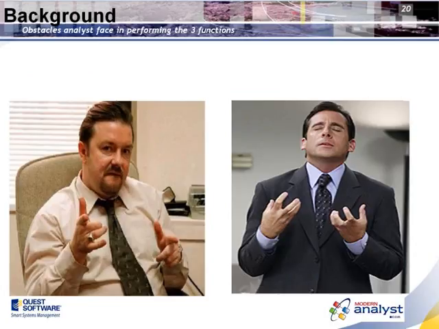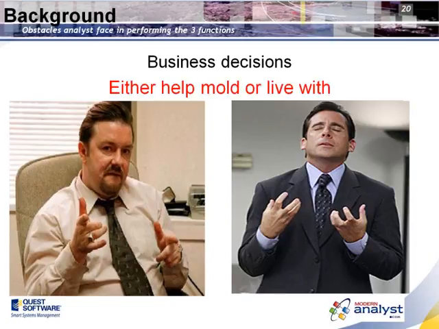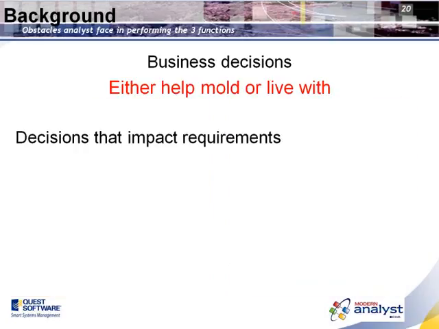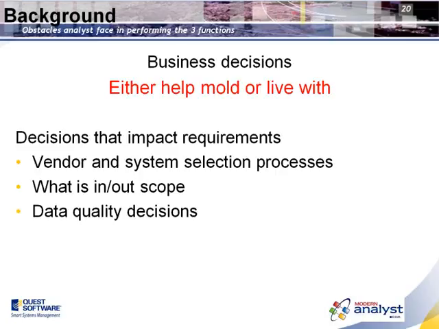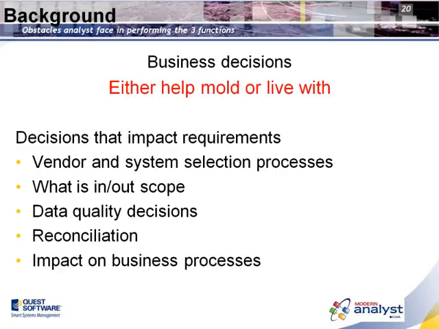The first one is actually decision makers, right? So we have the managers and the people that make decisions, and you're either going to have to help mold or live with these decisions, right? These are decisions that impact requirements such as vendor and system selection processes, what is in and out of scope for your interface or your migration project, and data quality decisions: what data is going to be kept in, what are we going to do with the set of data that doesn't match up, how are we going to reconcile, and also how is this going to impact business processes.